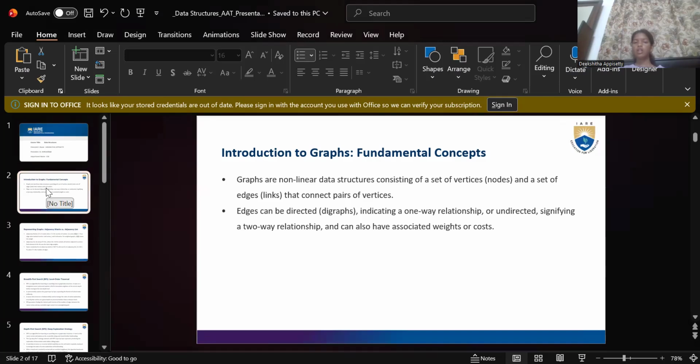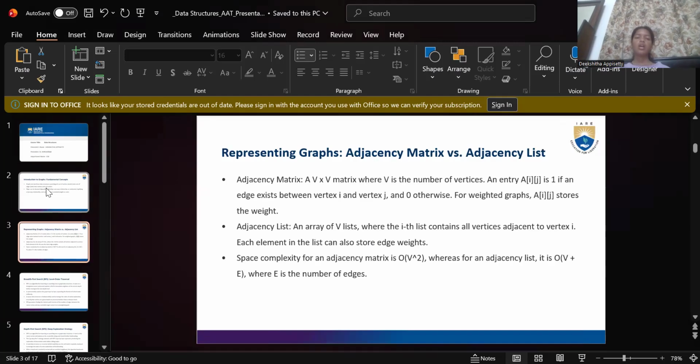Graphs are nonlinear data structures consisting of a set of vertices and a set of edges that connect pairs of vertices. Edges can be directed, indicating a one-way relationship, or undirected, signifying a two-way relationship. They can also have associated weights or costs. Graph representation: adjacency matrix versus adjacency list.